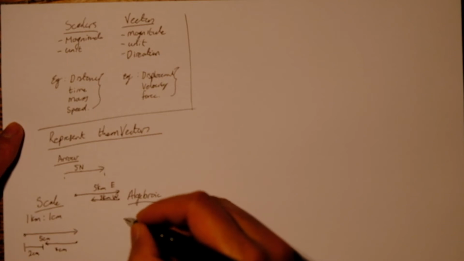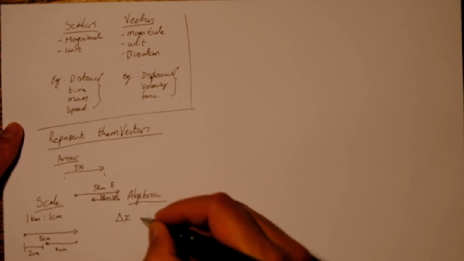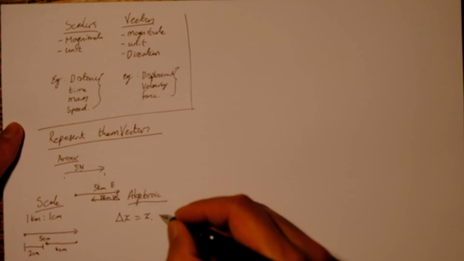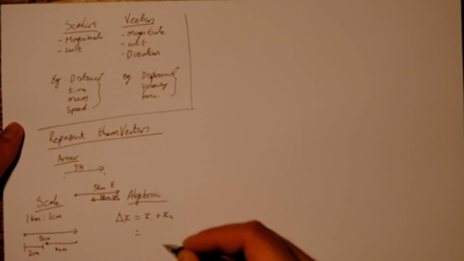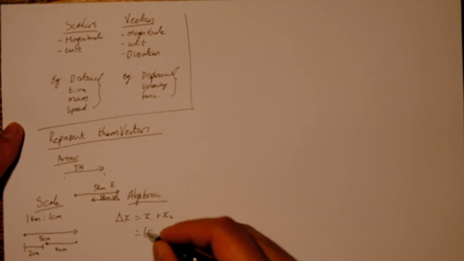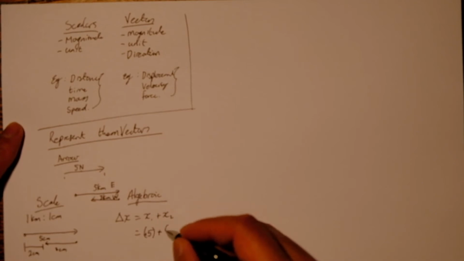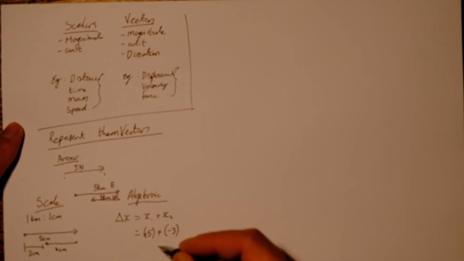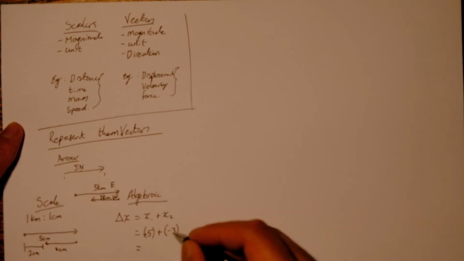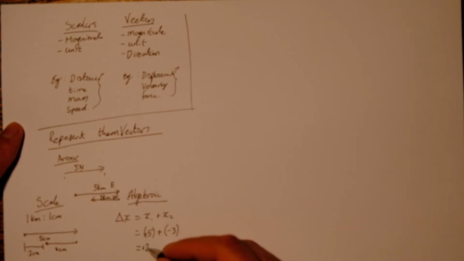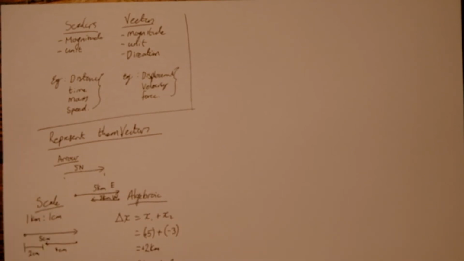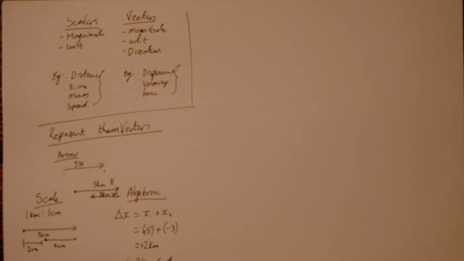An algebraic method is saying that our final displacement would be equal to the first displacement plus the second displacement. The first displacement being plus 5 plus our minus 3. Right. Plus 5 minus 3 gives us plus 2 kilometers. Plus telling us it's east. So therefore we have 2 kilometers east. Right. That's how we can recap and represent vectors.